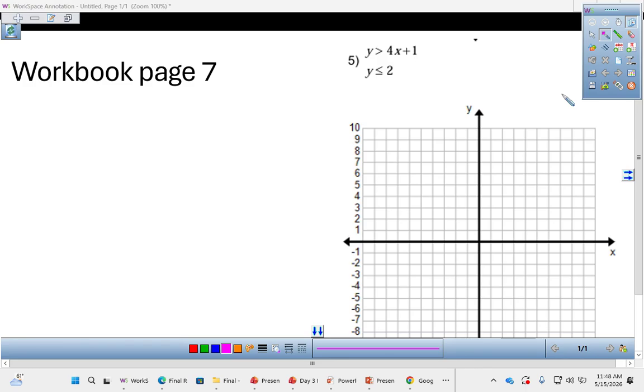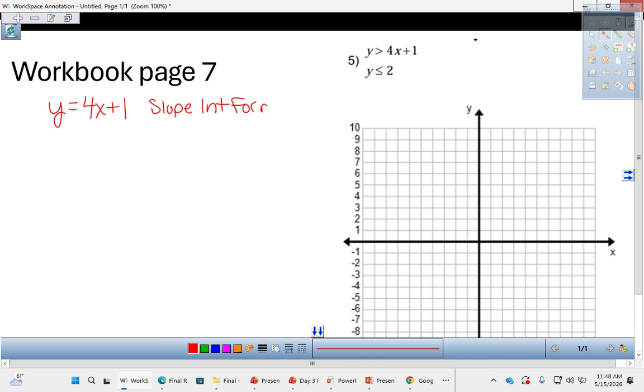So the first line that I'm going to graph is y equals 4x plus 1. I'm actually going to ignore the inequality and just graph y equals 4x plus 1. This line is called slope-intercept form. It's y equals form.